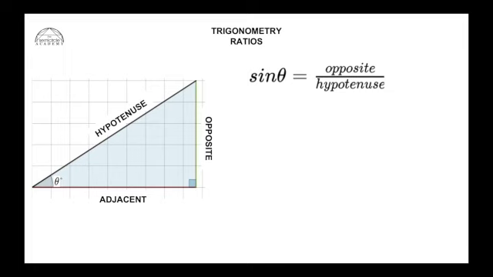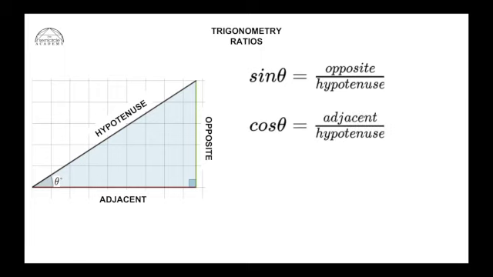So the first ratio is the sine of the angle. If we wanted to find the sine of the angle, you would just take the opposite side and divide it by the hypotenuse, right? So the sine of any angle is opposite over hypotenuse, right?